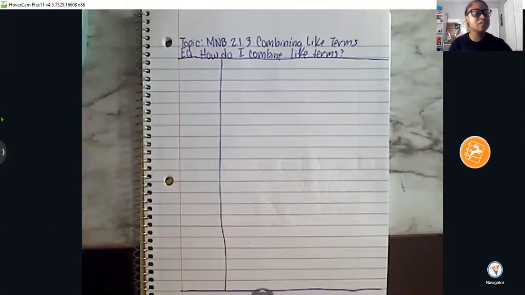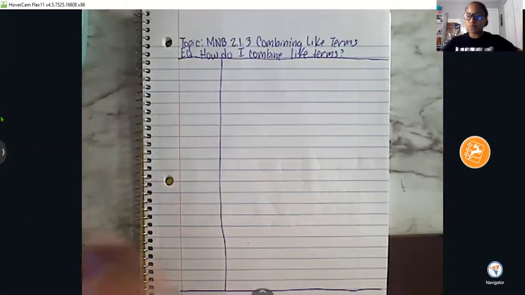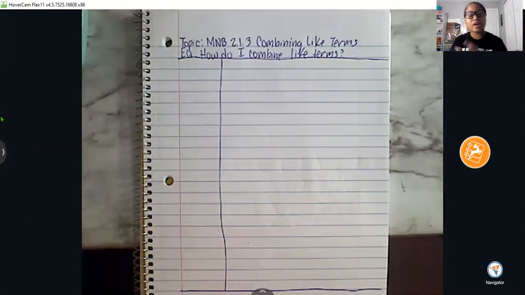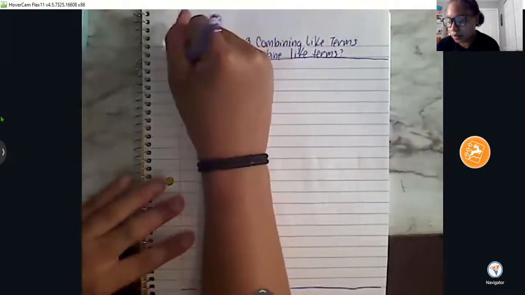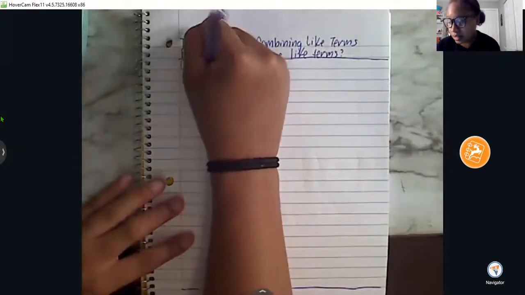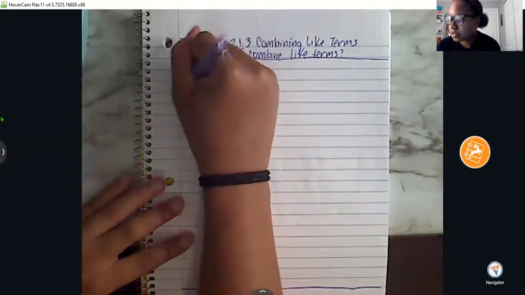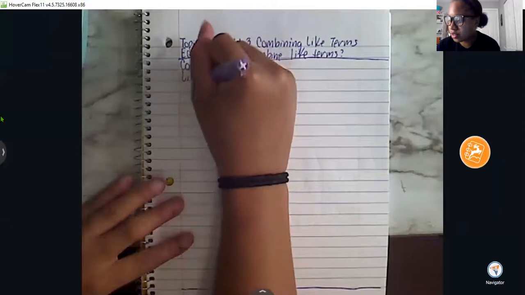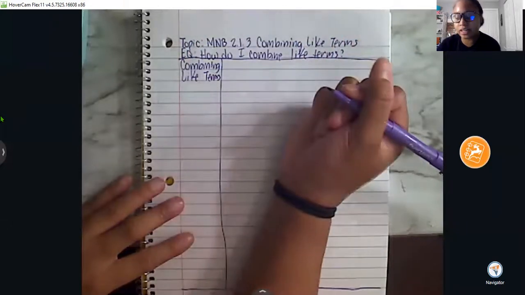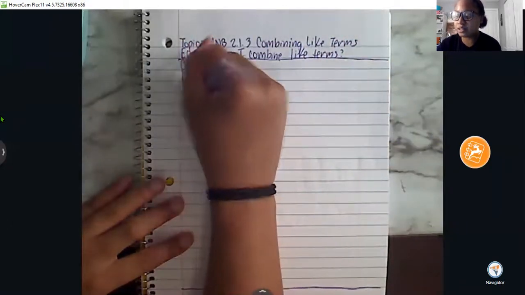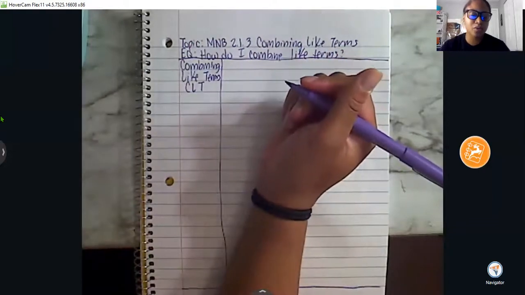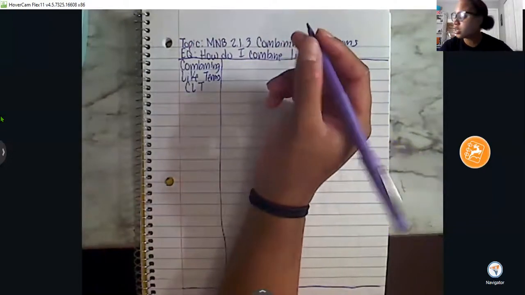So you previously have looked at some vocabulary about expressions. So now we're going to continue that thinking and looking in the future and talking about how do you combine like terms? So first we need to realize what is combining like terms? What does that mean? So we need to first define combining like terms. So just for future reference, combining like terms can also be written as CLT, which is how I always abbreviate it just to make life simpler.